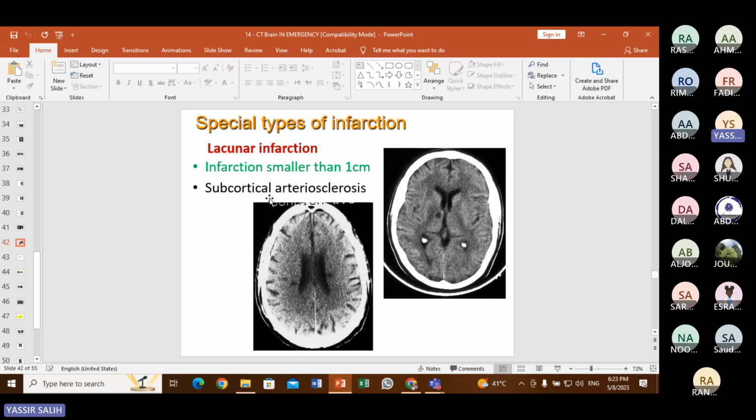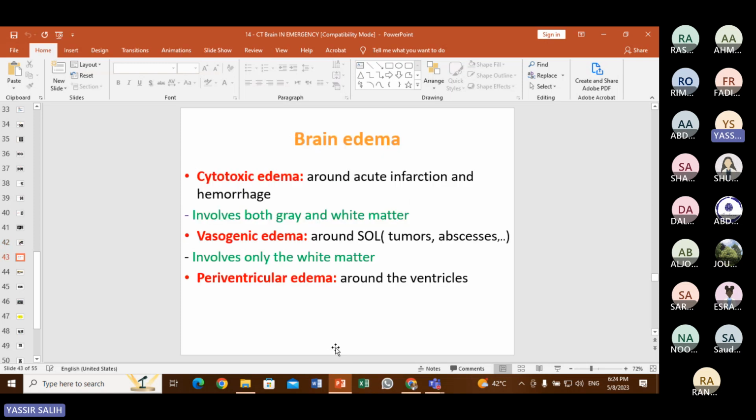Now we will quickly talk about some special types of infarction. Last time we covered lacunar infarction. Lacunar infarction means a very small infarction, less than 1 centimeter, usually seen in the subcortical region, with arteriosclerosis and small vessel disease. This is a small infarction in the thalamus, and this is a bilateral lacunar infarction. Lacunar infarction means very small infarction, less than 10 mm or 1 centimeter. Brain edema is fluid retention.